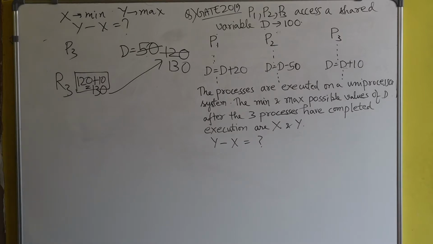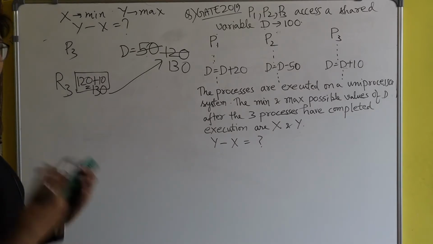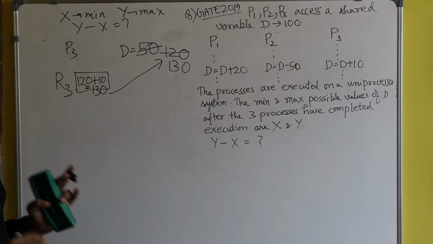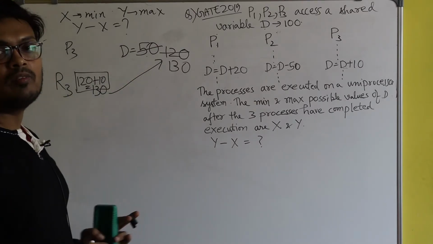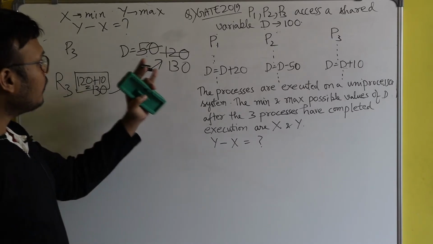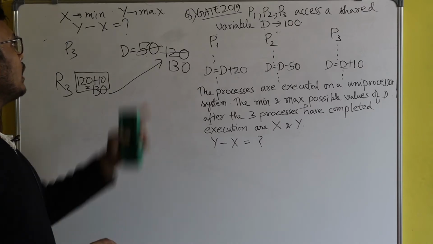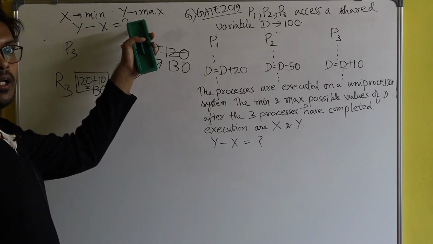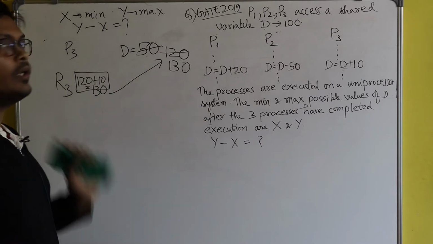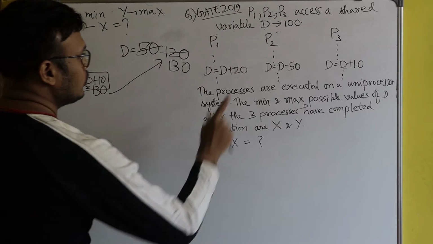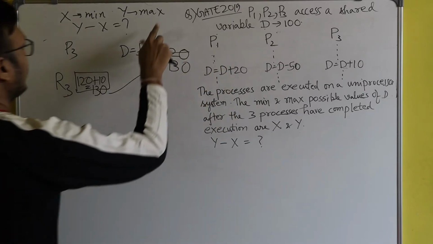There can be more than one value. It's not necessary that only 130 can be the answer. There may be multiple answers, but right now I am finding the maximum value. So considering this, I am calculating. So now at the end, D is equal to 130. So 130 is the maximum value. So Y contains 130.